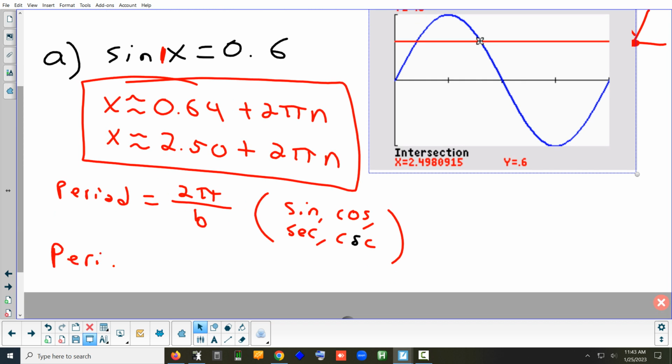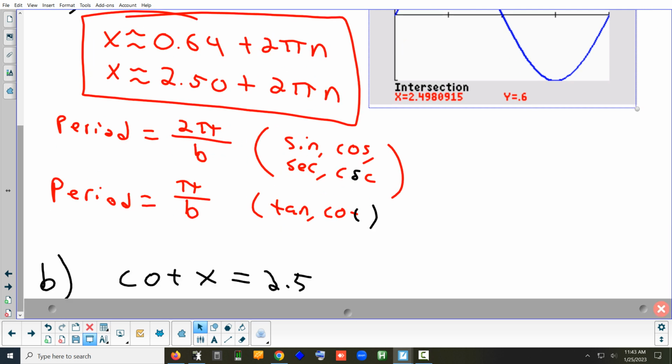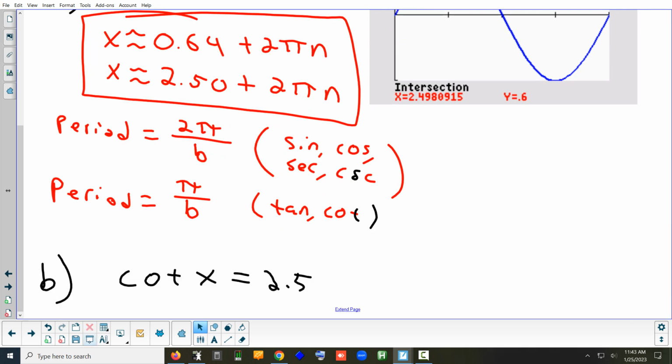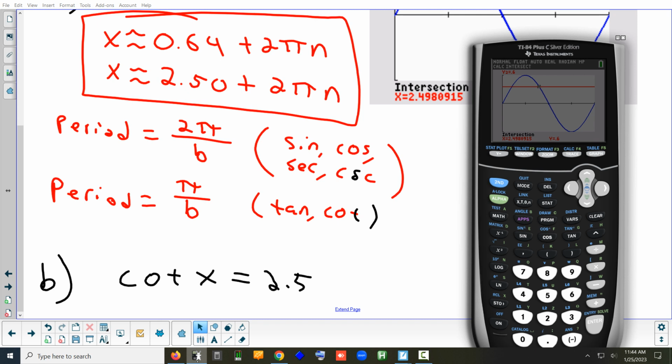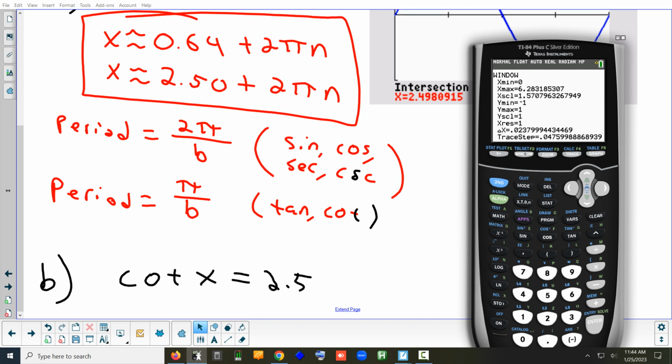Does anybody remember what the formula is for tangent? It's pi over b. Yep. Which, that second formula is going to be helpful because we need it right now. So we're dealing with cotangent, no transformations. What's the period of cotangent? Pi. So this time I want to set a window on my calculator that is pi units wide.